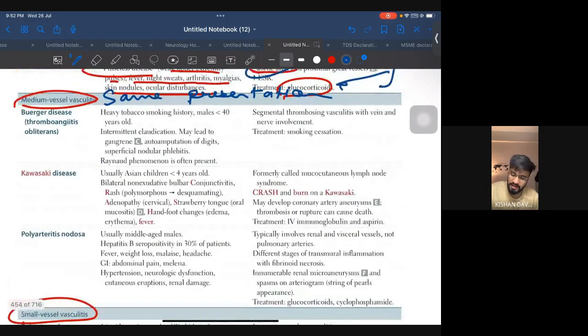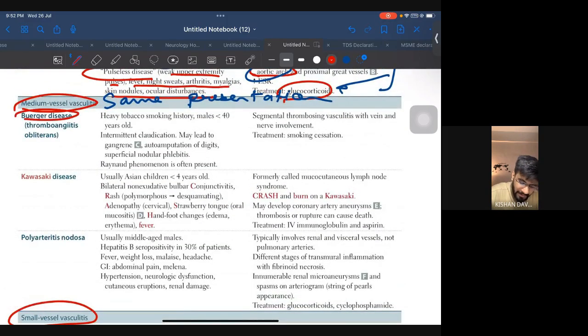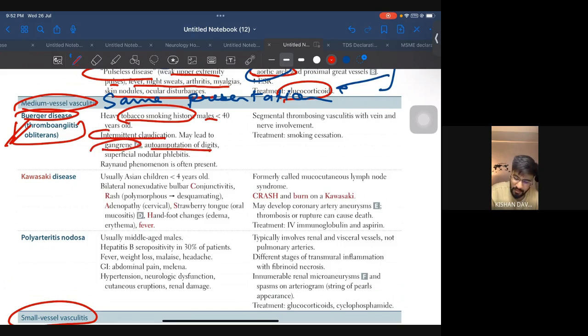Moving to the medium vessel arteritis, first one Buerger disease, another name is thromboangiitis obliterans. Remember both the names. Heavy tobacco smoking, males less than 40. Okay, intermittent claudication may lead to gangrene, auto amputation of digits, Raynaud phenomenon. So now important one. Segmental thrombosing vasculitis with vein and nerve involvement, smoking.